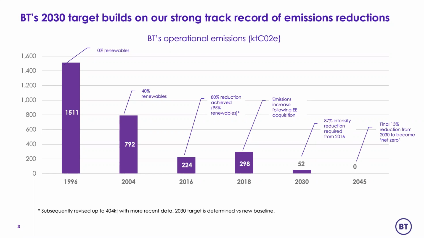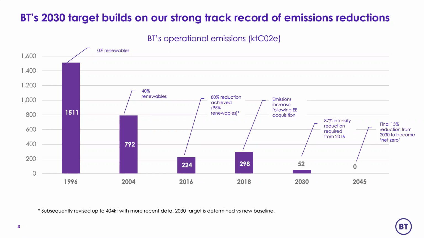If we look at how we're going to get to our 2030 and 2045 targets, firstly, again, it is around renewables because we're only at 87% globally. So there are certain markets that we need to figure out how we get to 100%.